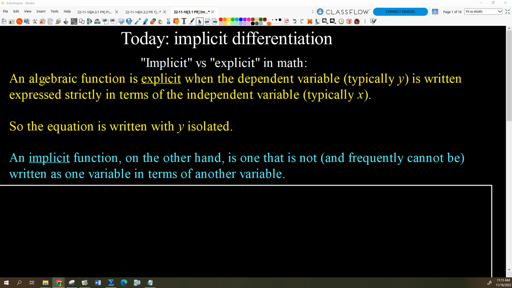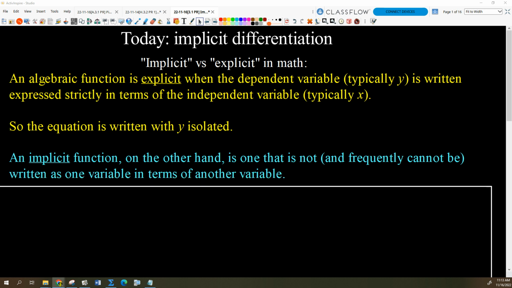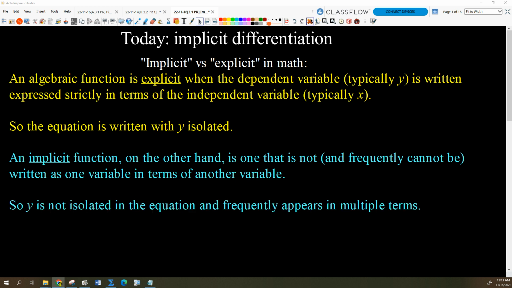Implicit, on the other hand, an implicit function is one that is not and frequently cannot be written as one variable in terms of another variable. So in other words, y is not isolated in the equation and frequently appears in multiple terms. Okay? So now let's compare the two a little bit, and we can kind of work into this new process of doing differentiation in a way that leverages this blue concept instead of the yellow one, which oftentimes is much, much easier to deal with.